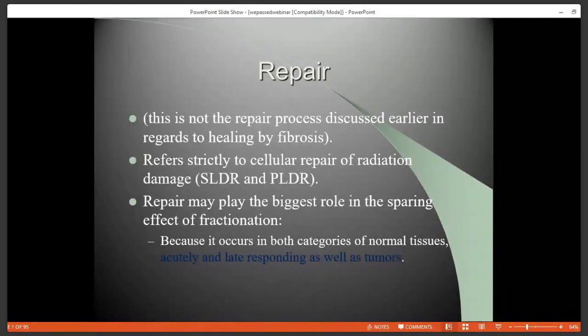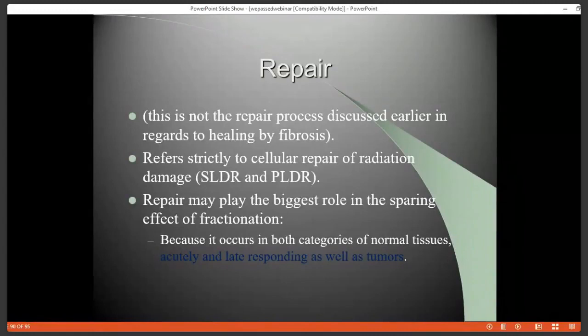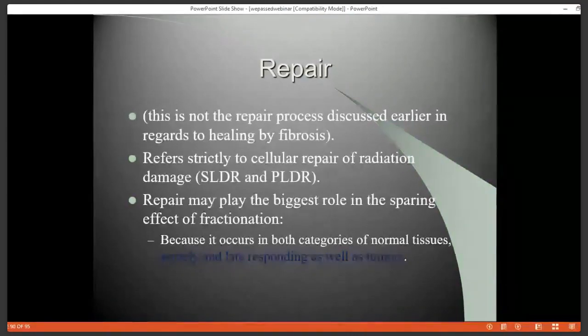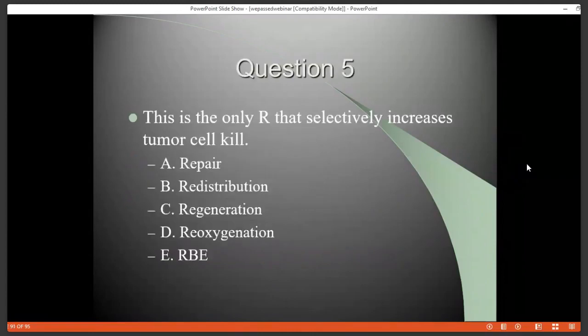so they don't have the ability themselves after doses of radiation. So if we're keeping our doses sublethal each day, both acutely and late responding tissue have the ability to repair this damage. Of course, again, if the healthy tissues are able to repair the damage, so are tumor cells as well. So looking at the last couple of questions here, this is the only R that selectively increases tumor cell kill.